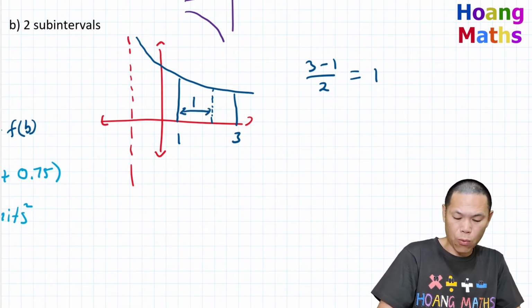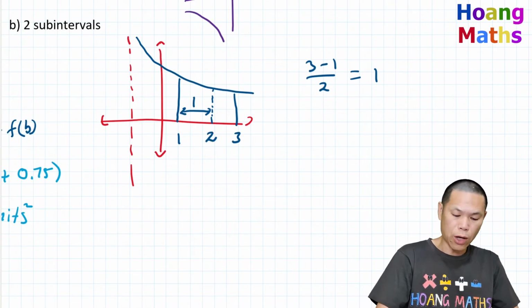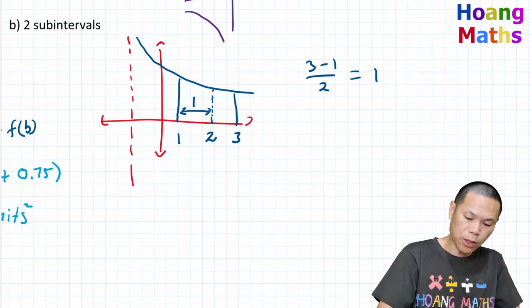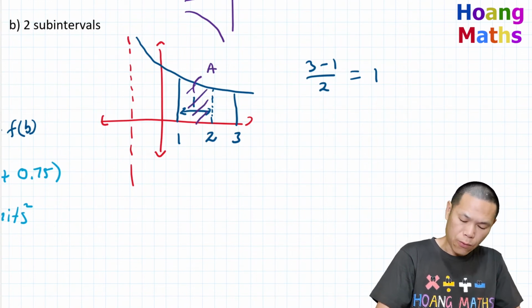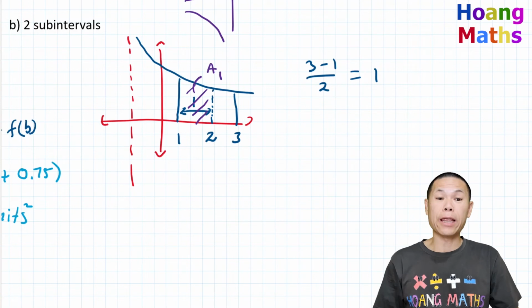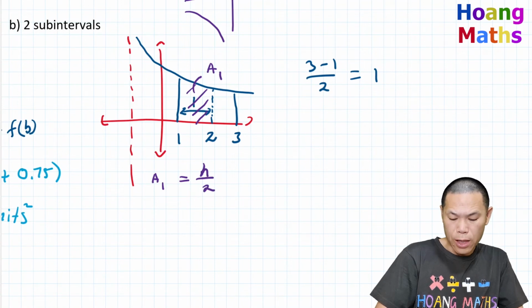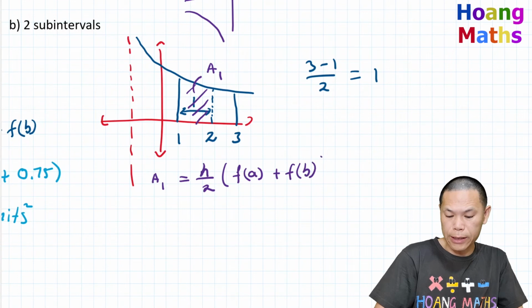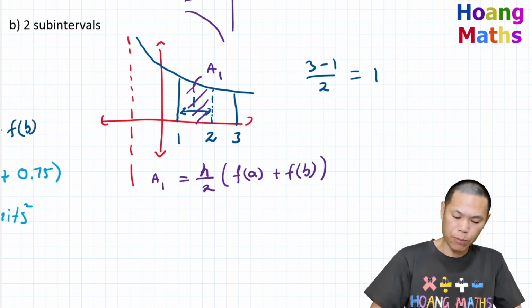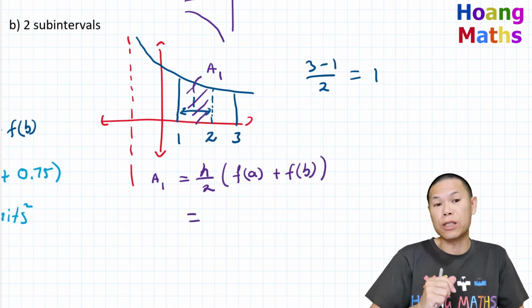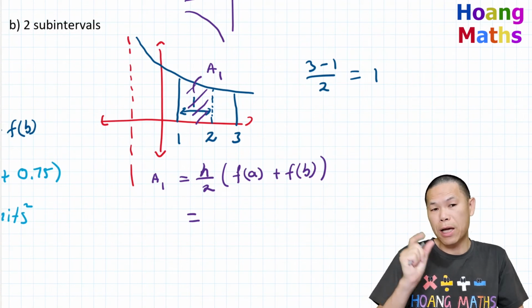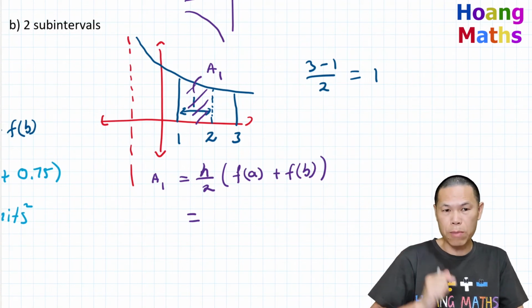So therefore we go 1 plus 1 is 2. So halfway is 2. So let's just name this area 1 first. We just need to find this area, and then we find the second area, and we add them up. Okay. So A1 is equal to a half of h, or h over 2, times f of a plus f of b. This is the trapezoidal rule, okay? Keep that in mind. The height is the width of the strip, or you can just go b minus a over 2, okay? Just remember that.